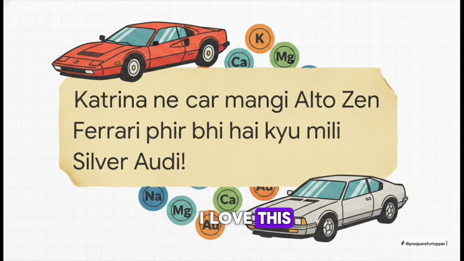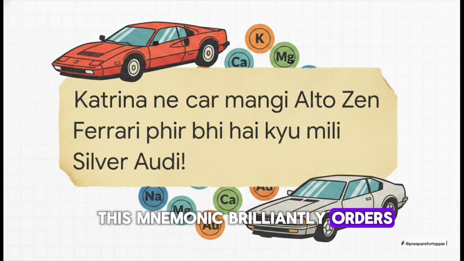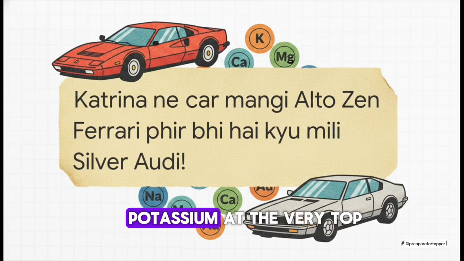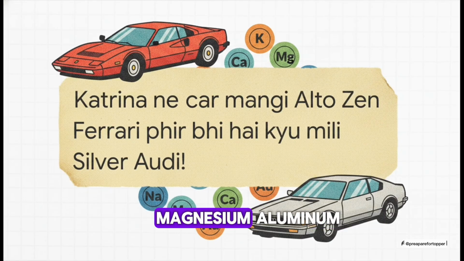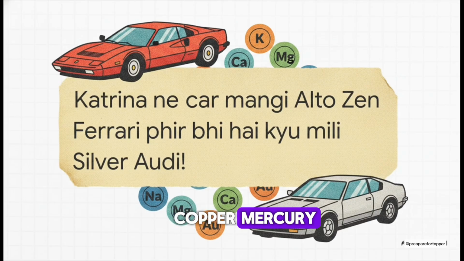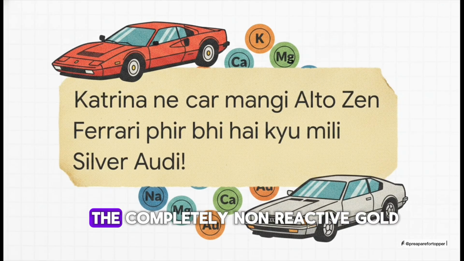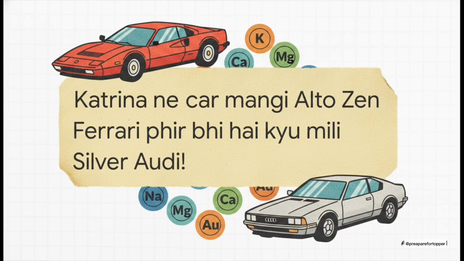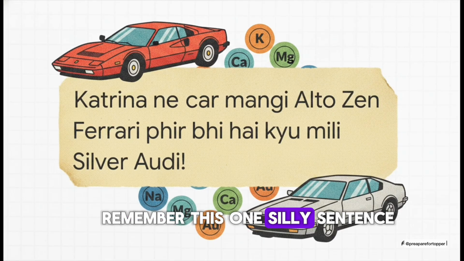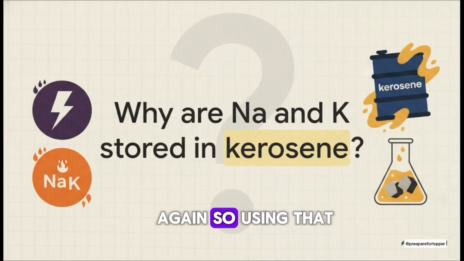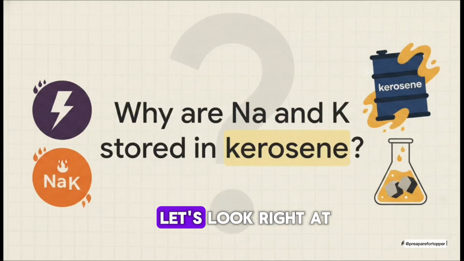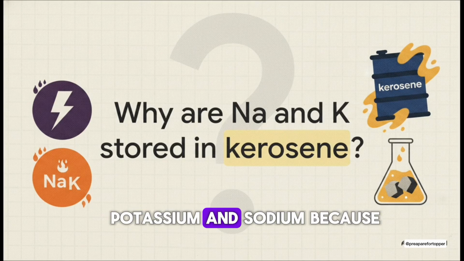I love this. This mnemonic brilliantly orders the elements all the way from the highly reactive potassium at the very top, down through sodium, calcium, magnesium, aluminum, zinc, iron, lead, hydrogen, copper, mercury, silver, and finally right at the bottom, the completely non-reactive gold. If you can just remember this one silly sentence, you'll literally never fail a displacement question again.